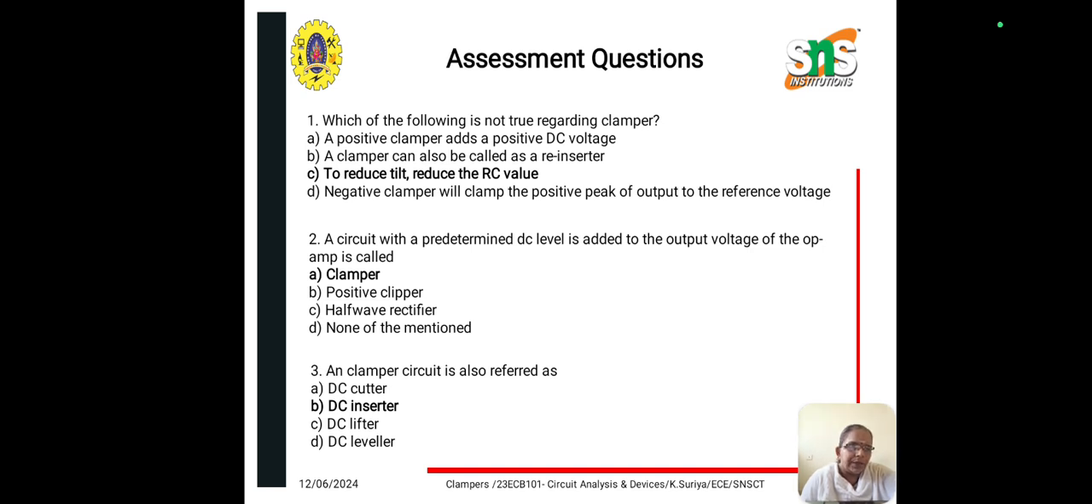A circuit with a predetermined DC level added to the output voltage of the op amp is called a clamper circuit. And clamper circuit is also referred to as a DC inverter.